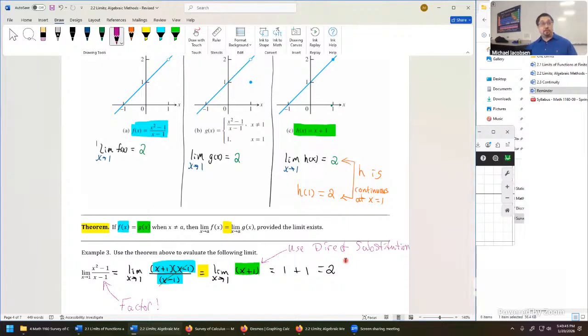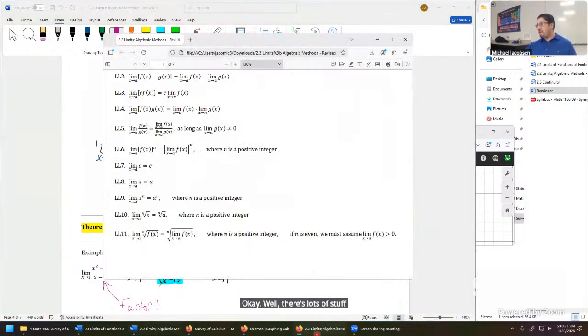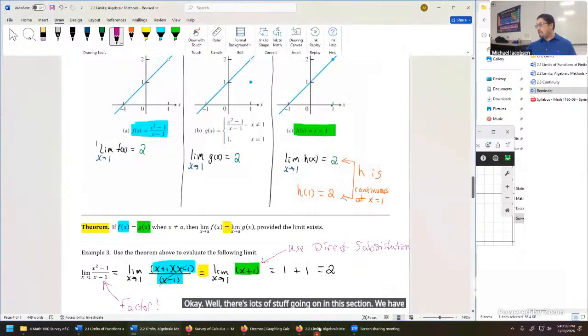Any last questions at all, folks, finalizing this big idea here? Okay. Well, there's lots of stuff going on in this section. We have all the limit laws. You also have the direct substitution property at the same time. And then this all-powerful theorem right here. Really, this is the major workhorse along with direct substitution.